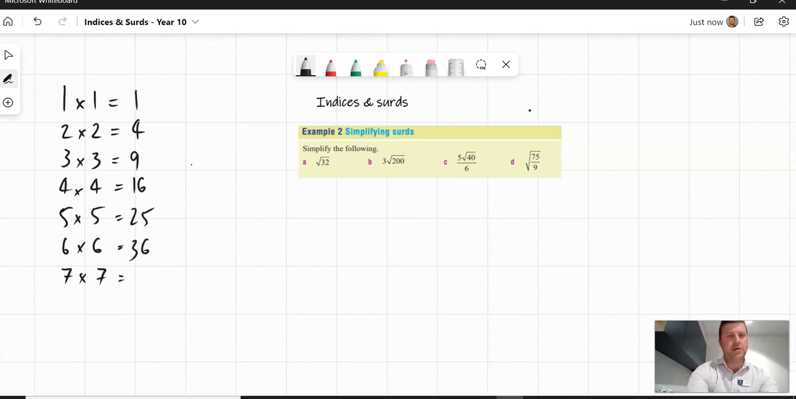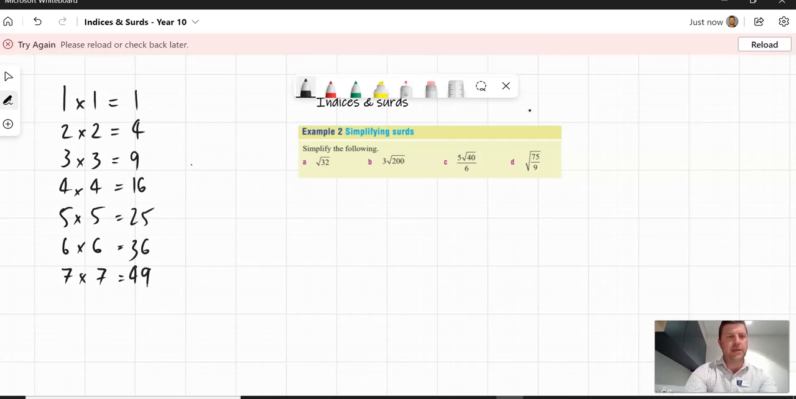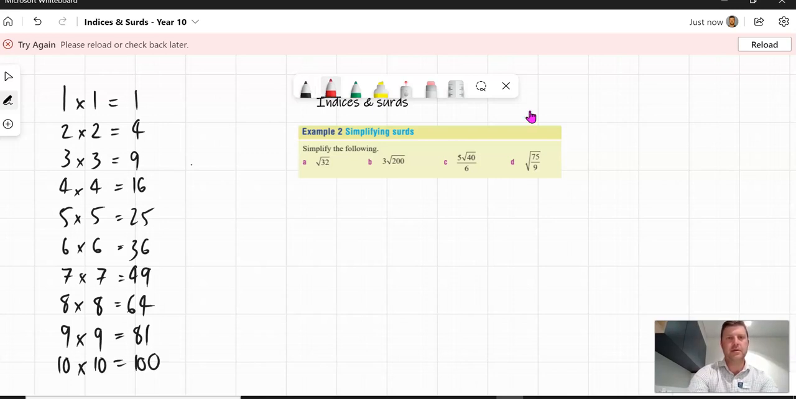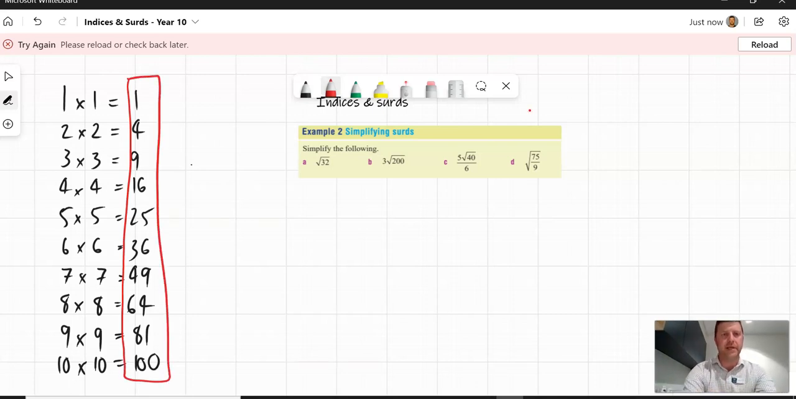Okay? Now, I'm just going to write a little list here for the first 10 square numbers, and that will help us when we're looking for some square factors in these next few examples. So 9 squared is 81 and 10 squared is 100. So that's the first 10 square numbers right there. Okay, 1, 4, 9, 16, 25, 36, 49, 64, 81 and 100. So when we're looking at simplifying these examples later, we're going to hopefully be using one of these square numbers.